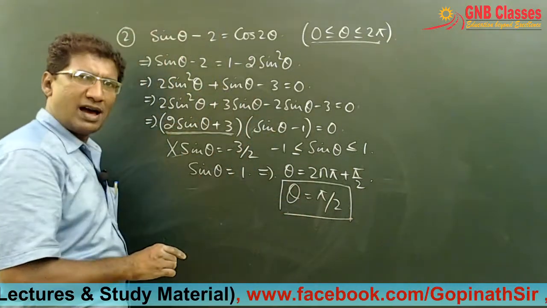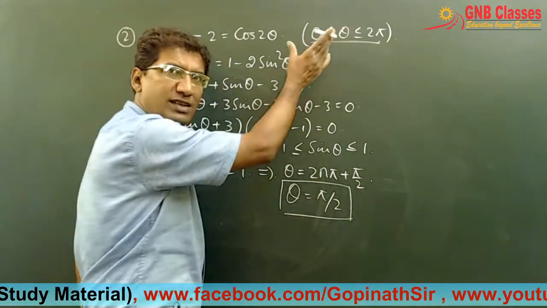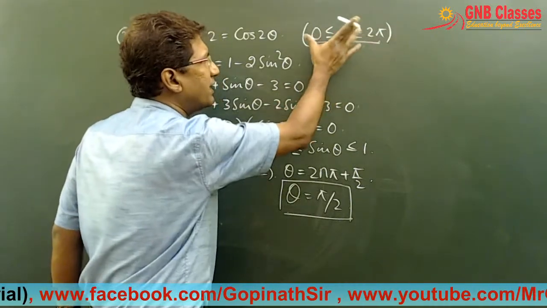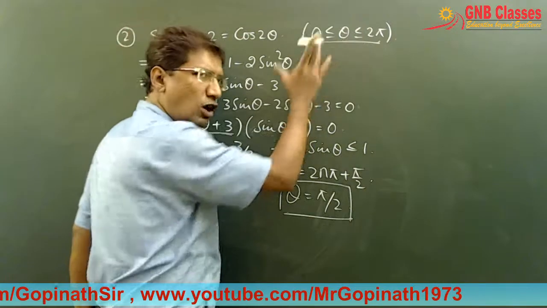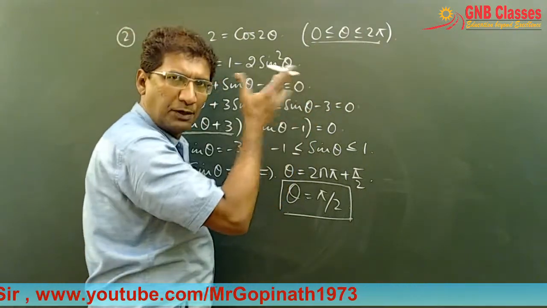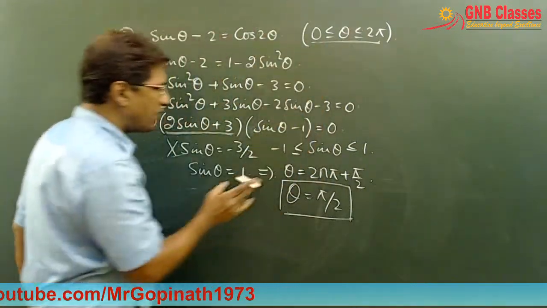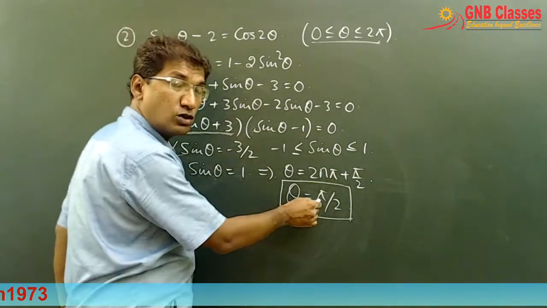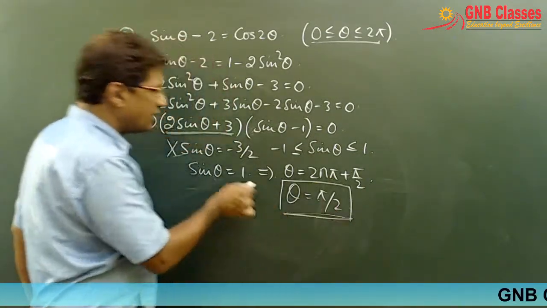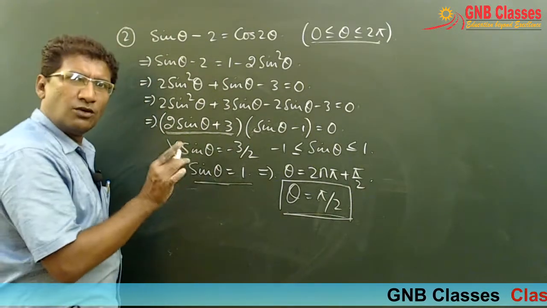Between 0 and 2 pi, this is actually the principal value, isn't it? 2 pi is not included in the principal value. So this is almost like the principal value. Within that principal value, your sine theta is 1 for only one value, which is nothing but theta equals pi by 2. For this, your sine theta will be equal to 1.